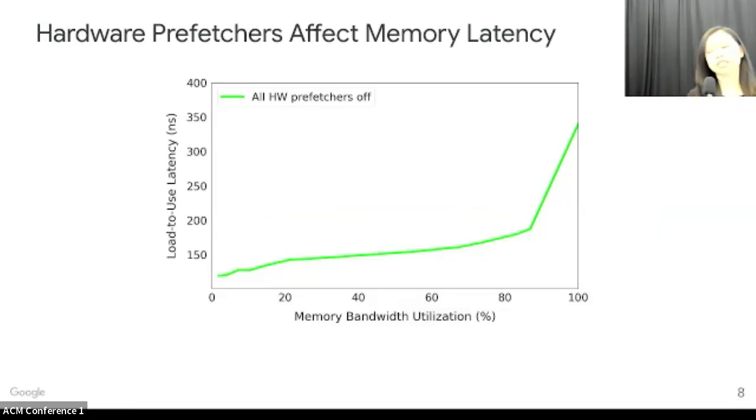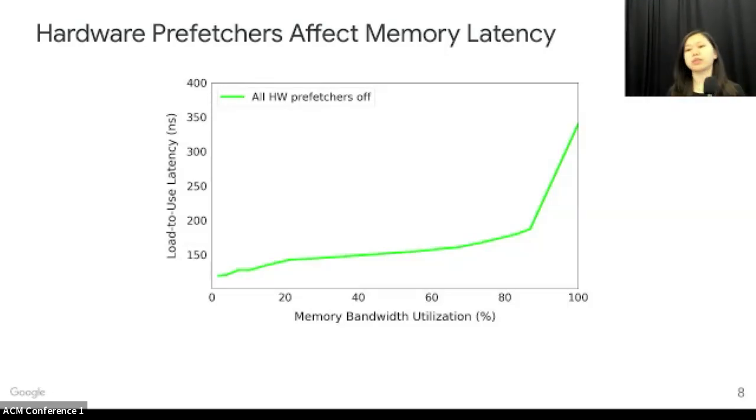This slide here shows a standard memory latency curve that you see. On the y-axis, we have load to use latency, and along the x-axis, we have memory bandwidth utilization. As you move along the x-axis to the right and increase in memory bandwidth usage, you eventually start hitting this exponential rise in memory latency. So this is our standard memory latency curve.